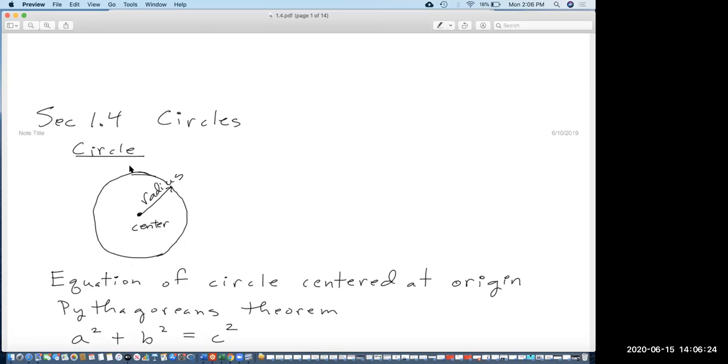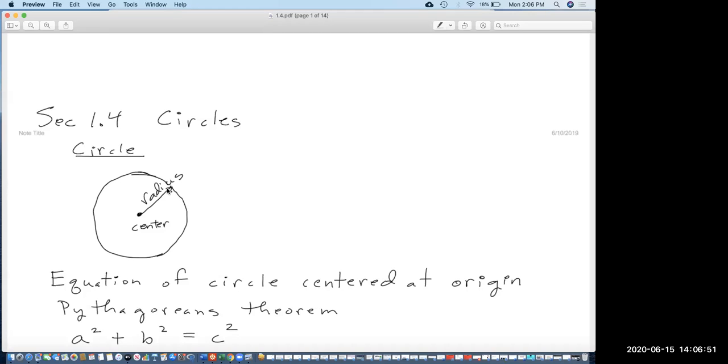...of all points equidistant from some point called the center of the circle. That distance is called the radius of the circle. So a circle is the locus of all points equidistant from some fixed point called the center of the circle. And that fixed distance is called the radius of the circle.